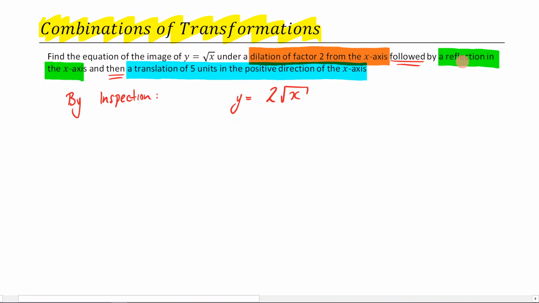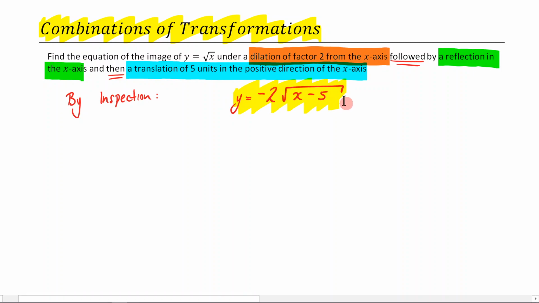We're also told that there is a reflection in the x-axis. Remember that when we're reflecting in the x-axis, we put a negative in front of the entire thing. So that means there's going to be a negative right there. Finally, we're told that there is a translation of 5 units in the positive direction of the x-axis, and we know what that's going to look like. I'm going to replace my x with x minus 5, and that means it's going to move 5 in the positive direction. So we have, just like that, found the answer to our question.